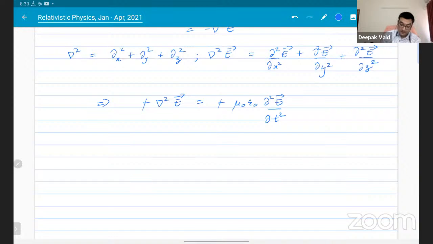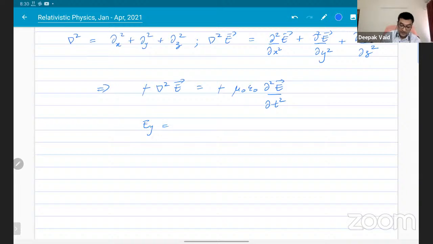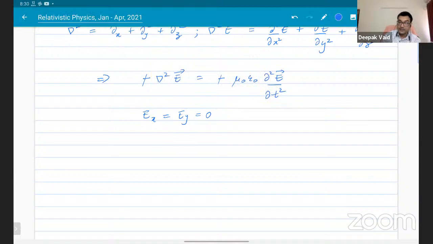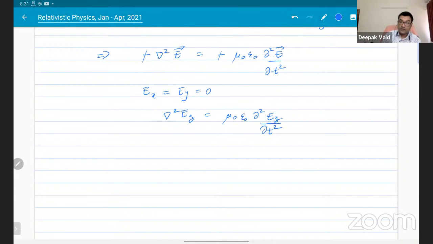Now, what are the solutions of this equation? Let's look at a simple case. Let us set EX equal to EY equal to 0, right? So this equation has three components, X, Y, and Z. So I am left with one component, the Z component, which is mu naught epsilon naught, like this, right?